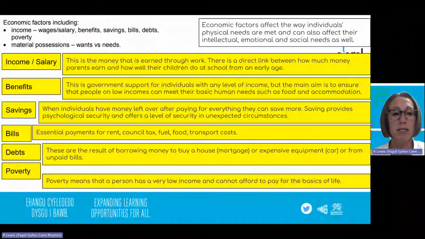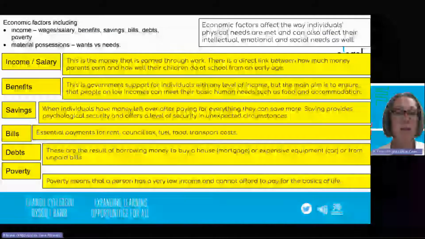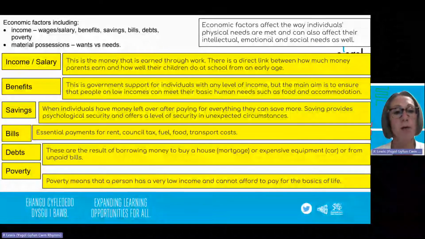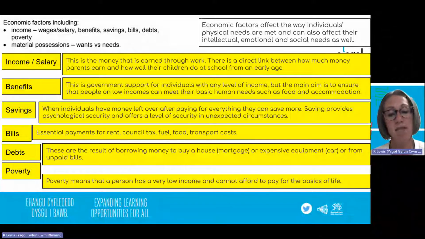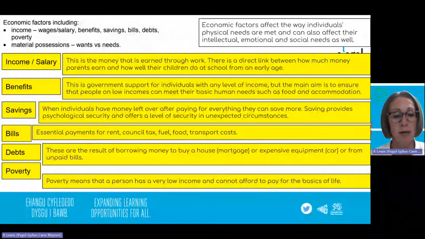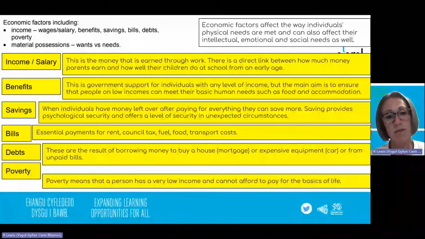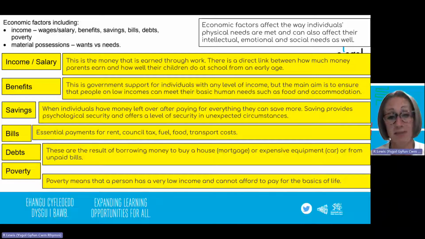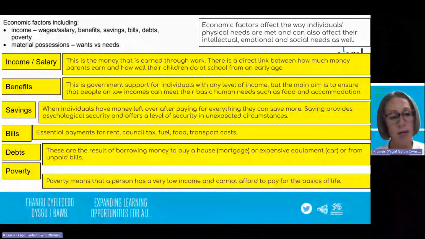Okay, the next thing that we're going to look at tonight is a very different topic from our areas of development and growth. We're now going to look at factors that can affect our health and well-being, and the factors tonight are income and debt, savings, the economic factors. So obviously this will affect our development, perhaps our physical development, intellectual development, emotional development, and social well-being.